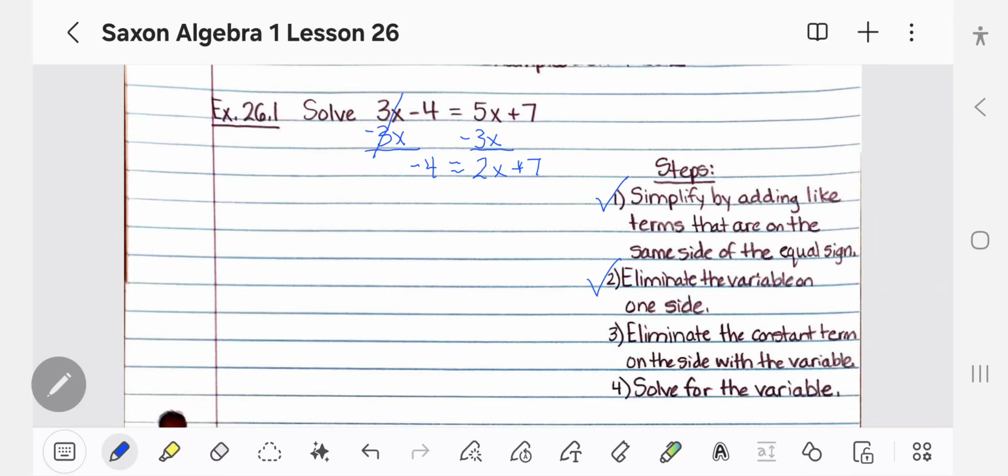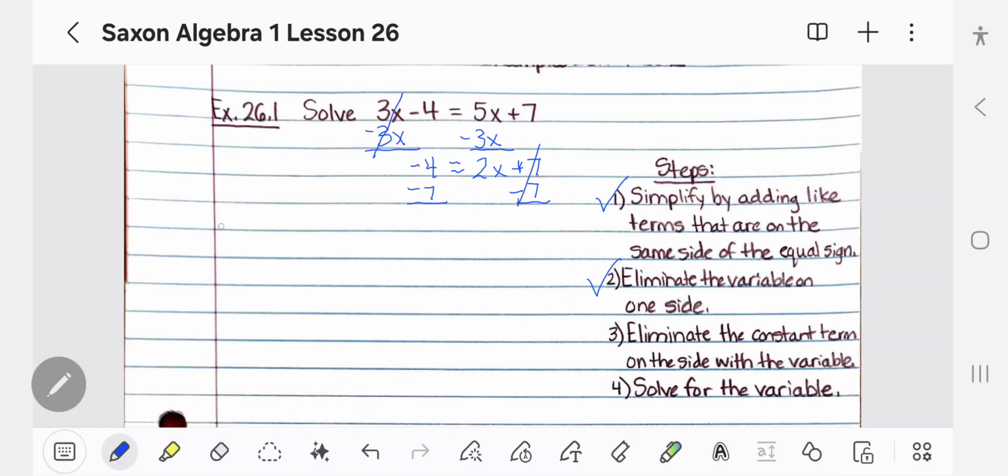Let's look at step 3. Eliminate the constant term. A constant is just a plain number, right? Eliminate the constant term on the side with the variable. So here's a constant term, but it's not on the side with the variable. Here's a constant term, and it is on the same side of the equal sign with the variable. So we want to get rid of plus 7. So we'll do the inverse operation and subtract 7. It'll go away, but we need to quickly come over here and balance.